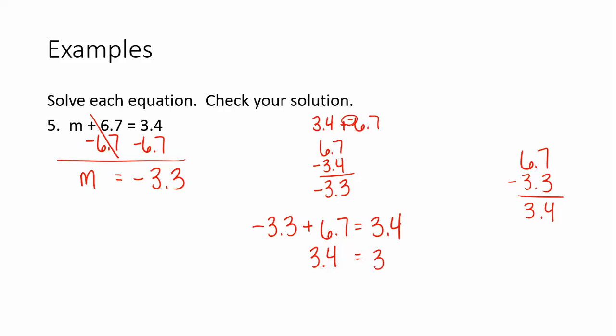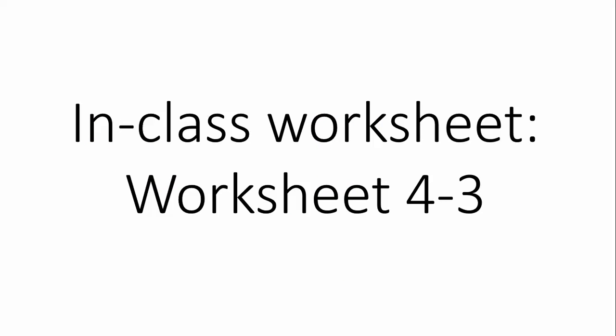Remember all the rules for adding integers. These are not integers, these are rational numbers, but the rules for adding numbers with opposite signs stays the same. So we get 3.4 equals 3.4. That solution checks out. In class, we'll work on worksheet 4.3.